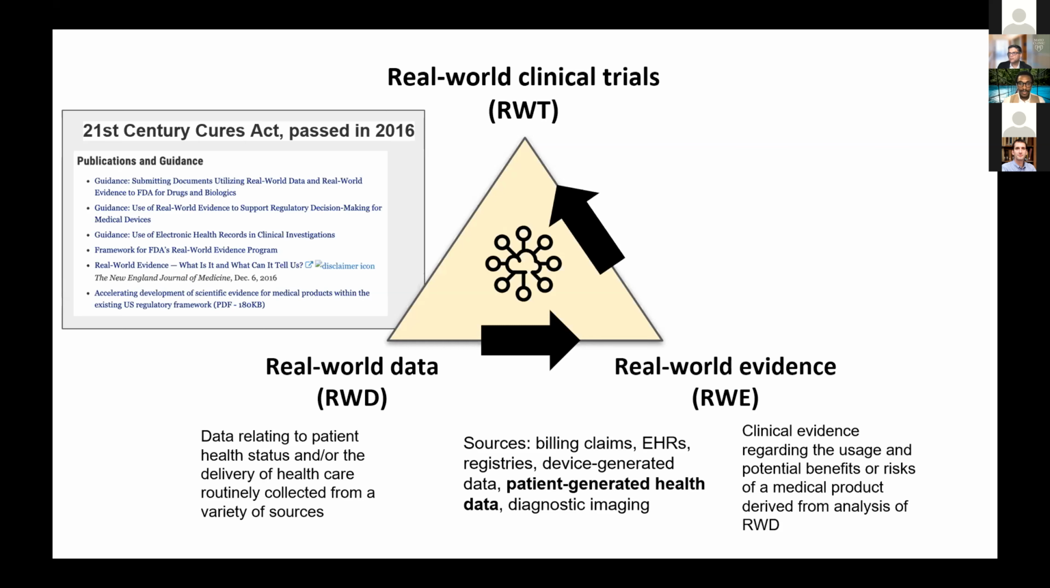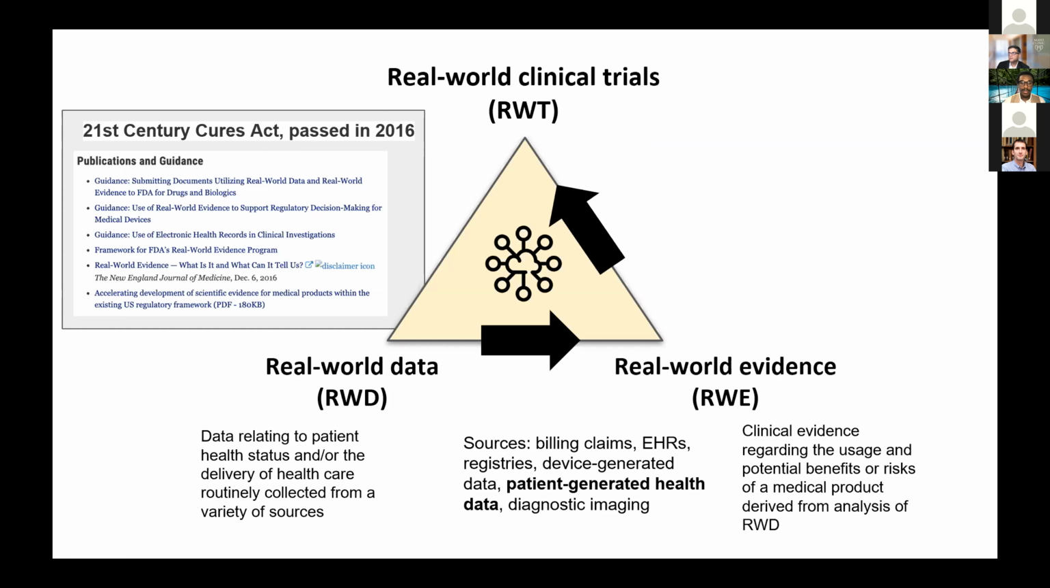on the slide. So if you think about the diagram that's there, we've got the cloud with the data. This is helping us understand the relationship to having a real-world clinical trial. So we start with real-world data. That's defined as data relating to patient health status and/or the delivery of healthcare routinely collected from a variety of sources. And what are these sources? We've talked about those earlier today as well. They can include billing claims, electronic health records, registries, device-generated data, patient-generated health data, and diagnostic imaging.